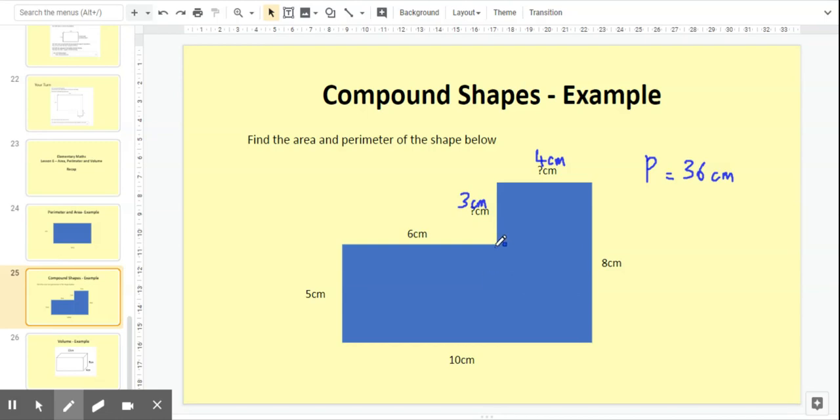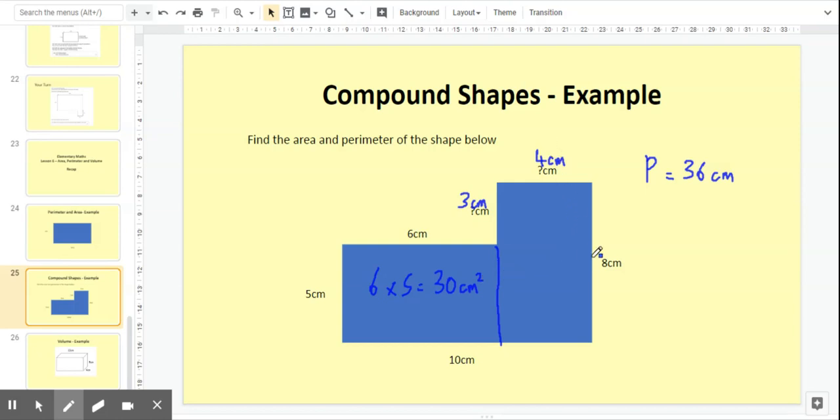So I'm going to choose to split the shape here. So now I've got 2 rectangles. Looking at the first rectangle, I can say that the area is going to be the length times the width. So 6 times 5, 30 centimeters squared.